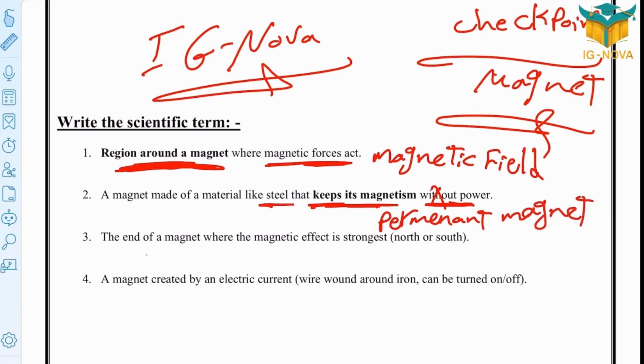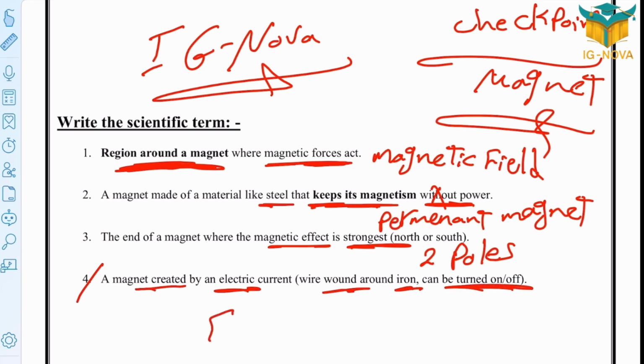Easy. The end of the magnet where the magnetic effect is strongest, north or south. North or south, two ends, these are the two poles of the magnet. Question 4. A magnet created by an electric current. Wire wound around an iron core that can be turned on or off, so it's an electromagnet. Easy. Just some definitions.